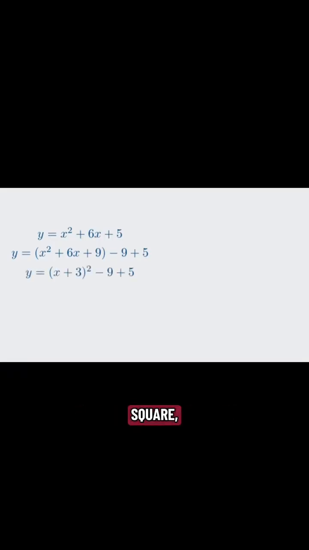Remember our geometric square? The part in parentheses, x squared plus 6x plus 9, is exactly the same as the quantity x plus 3 squared. Finally, we combine the constant numbers outside. -9 plus 5 gives us -4. This form of the equation is called vertex form, or turning point form.